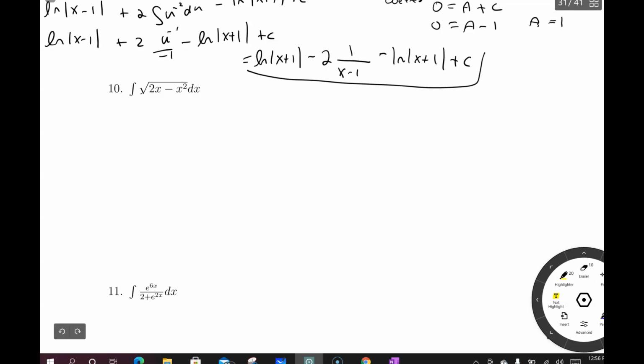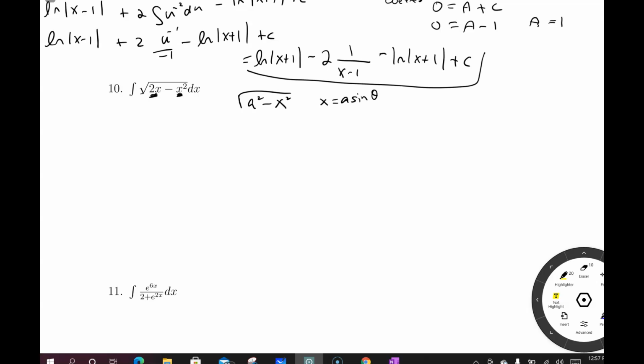Okay, so I've got a radical, and I do see an x squared, but it's got this 2x here. So I'm thinking if I had a squared minus x squared, I could do that trig substitution, right? But this x is in the way. That's when I want to complete the square.